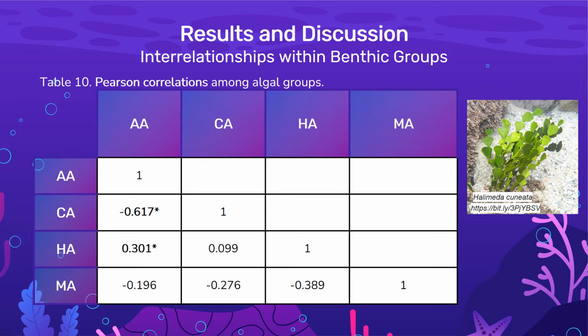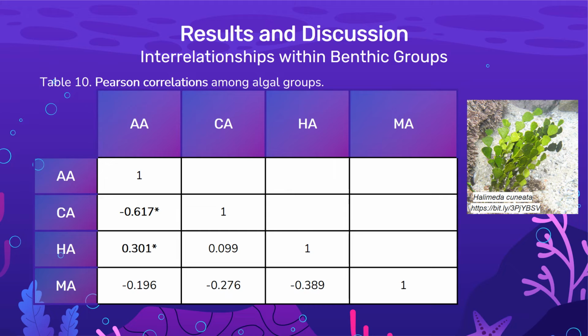The next table is a summarized data showing the relationships of the different algal groups. There is a weak positive correlation between Halimeda species and algal assemblages with an R value of 0.301. A weak negative correlation is seen between algal assemblages and coralline algae with an R value of negative 0.617. The rest showed no linear correlation with each other.